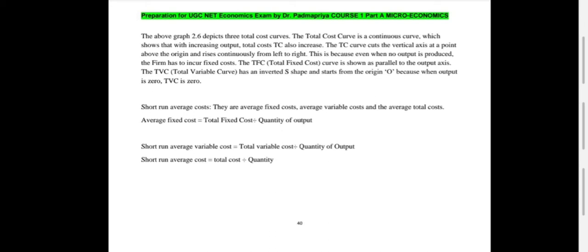Now we have short run average costs. They are average fixed cost, average variable cost, and average total cost. Average fixed cost is equal to total fixed cost divided by the quantity of output. Short-run average variable cost is equal to total variable cost by quantity of output. And short-run average cost is total cost by quantity.